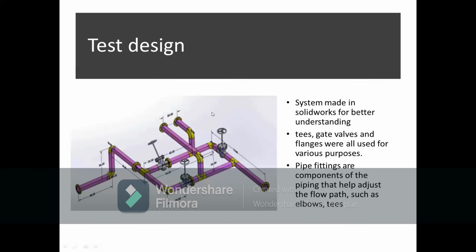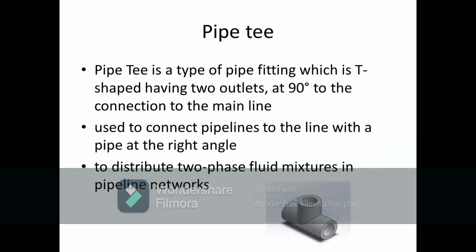The next part is the test design. So we actually came out with a test design in SolidWorks assembly to better understand SolidWorks for the final design. So we can see here in the system, tees, gate valves, and flanges were all used for various purposes. The pipe fittings are components of pipe that will help adjust the flow path, such as elbows and tees. So we can see here that many different types of fittings are used, but not all were used in our final design. One of the fittings were pipe tees.